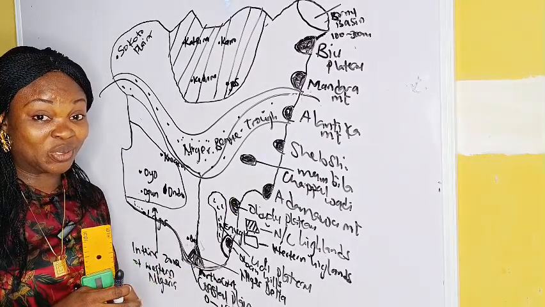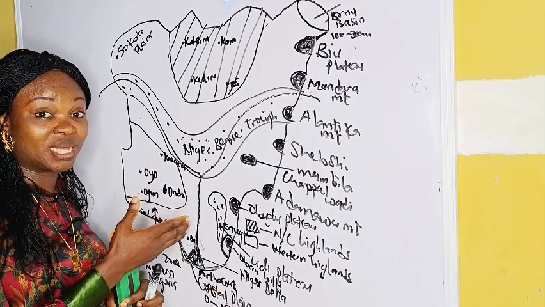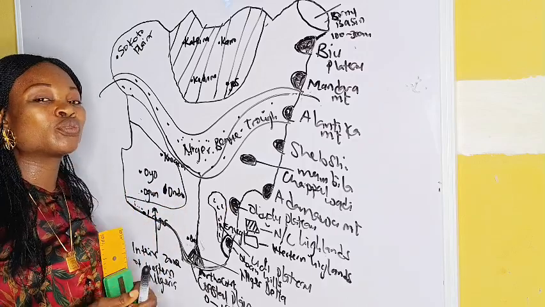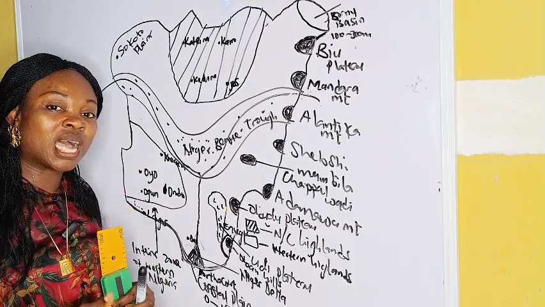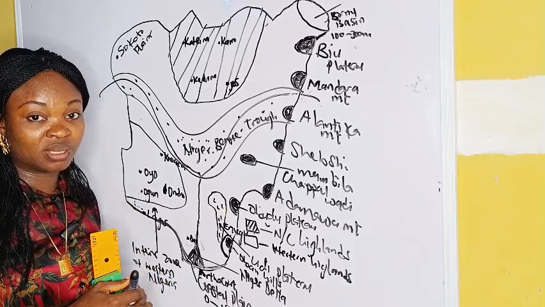We are done for today's lesson. I hope you have learned something today, right? At least you have learned something about your country, Nigeria, and how to answer WAEC, JAMB, and NECO questions.